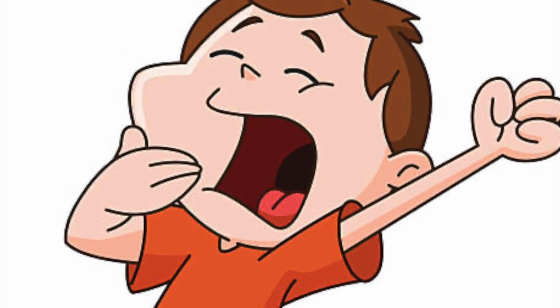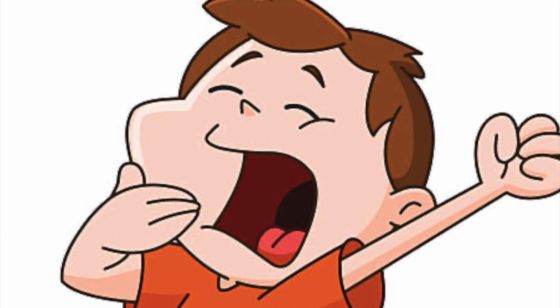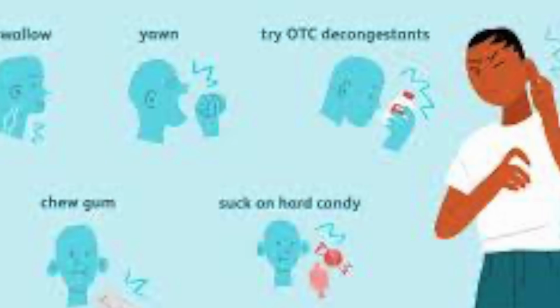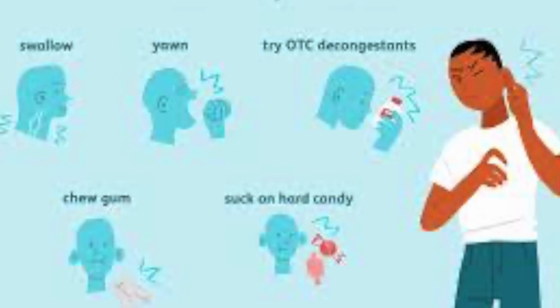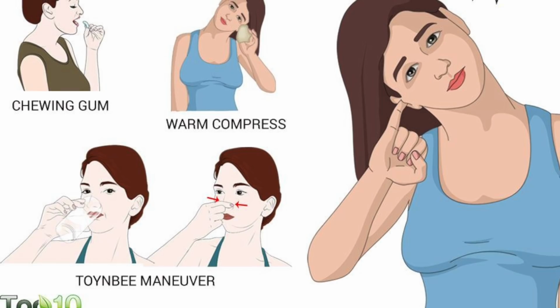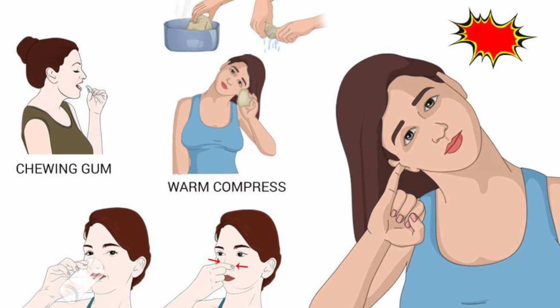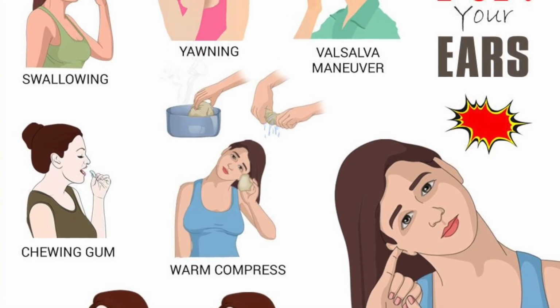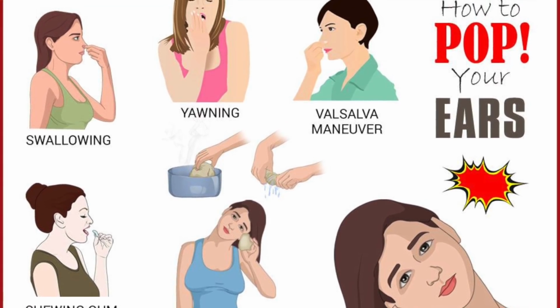To help equalize pressure, you can try yawning. If yawning doesn't work, you can pinch your nose and blow into it. You will hear your ears pop and the pain should go away. This process increases the pressure in the back of the throat and forces the tubes that are in the back of the throat to open, thus equalizing your pressure.